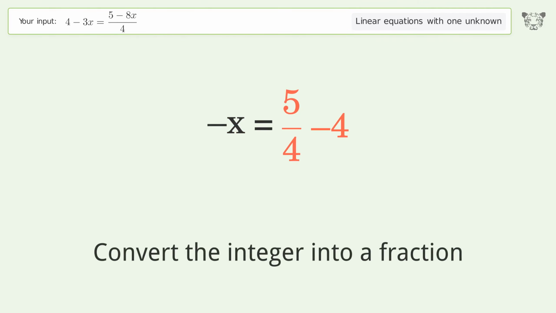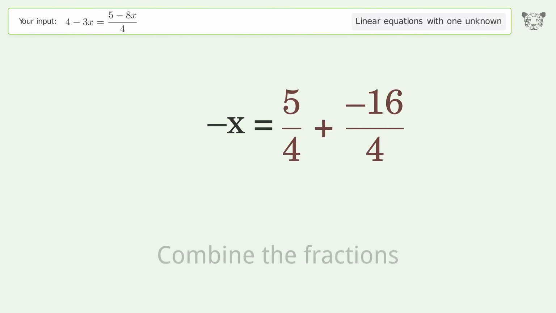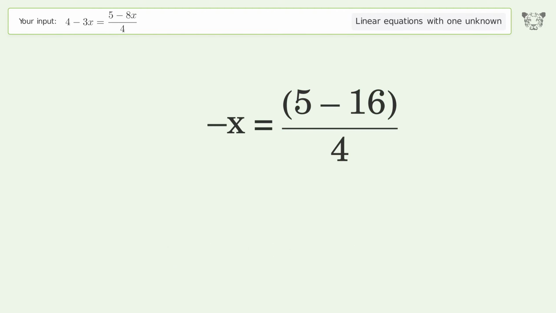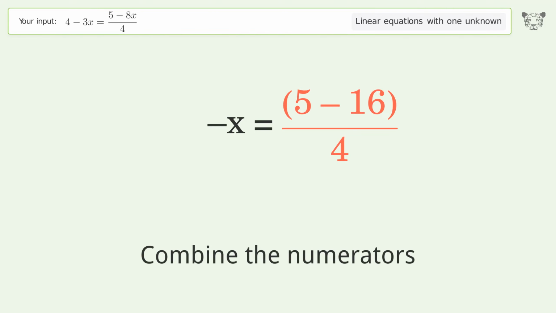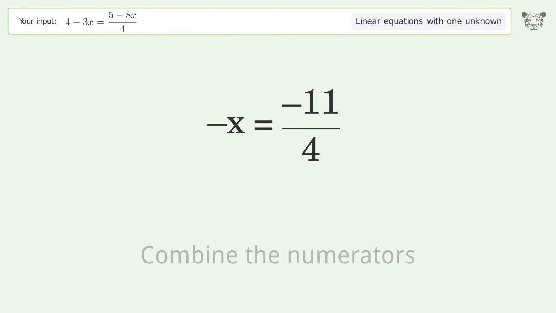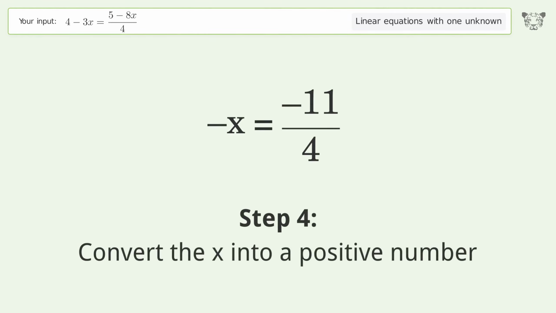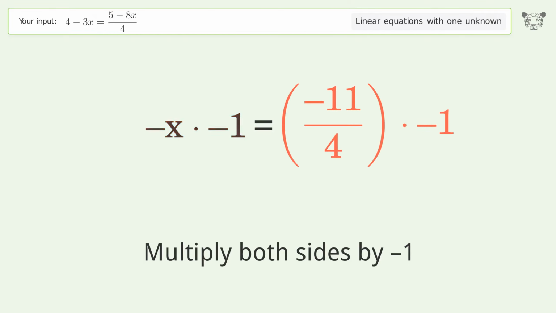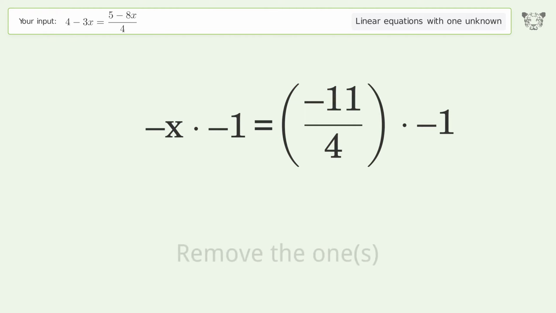Convert the integer into a fraction. Combine the fractions. Combine the numerators. Convert the x into a positive number. Multiply both sides by -1. Remove the ones.